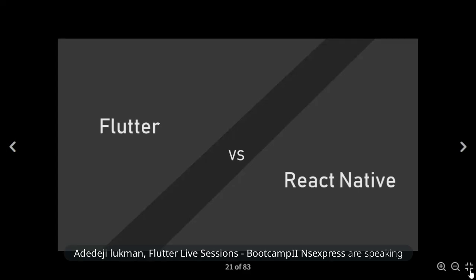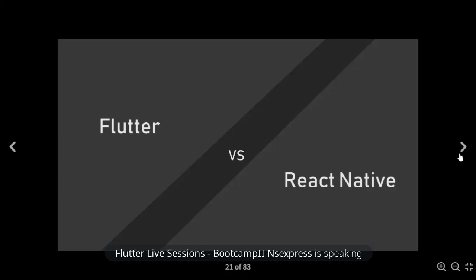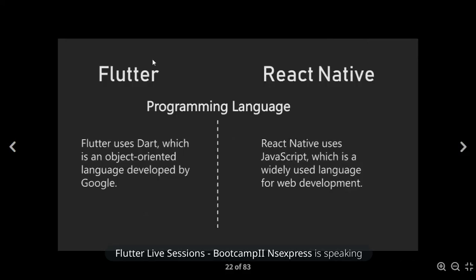Hello. Continue, sir. Continue. Flutter versus React Native. I know I said they are counterparts. Programming language: Flutter uses Dart, don't forget, for the logic part. It's an object-oriented language developed by Google. React Native uses JavaScript, which is a widely used language for web development. JavaScript also is an object-oriented language. You should know that. So that is the difference.